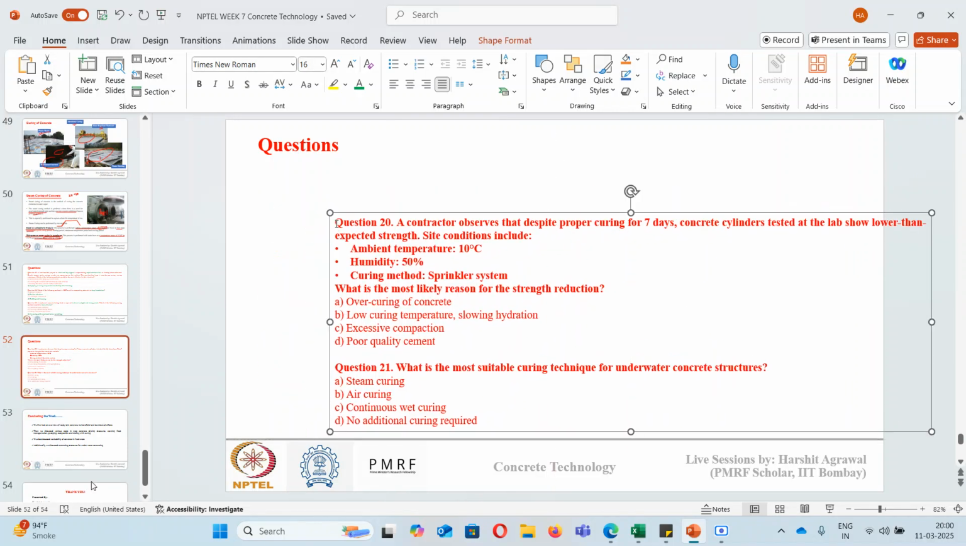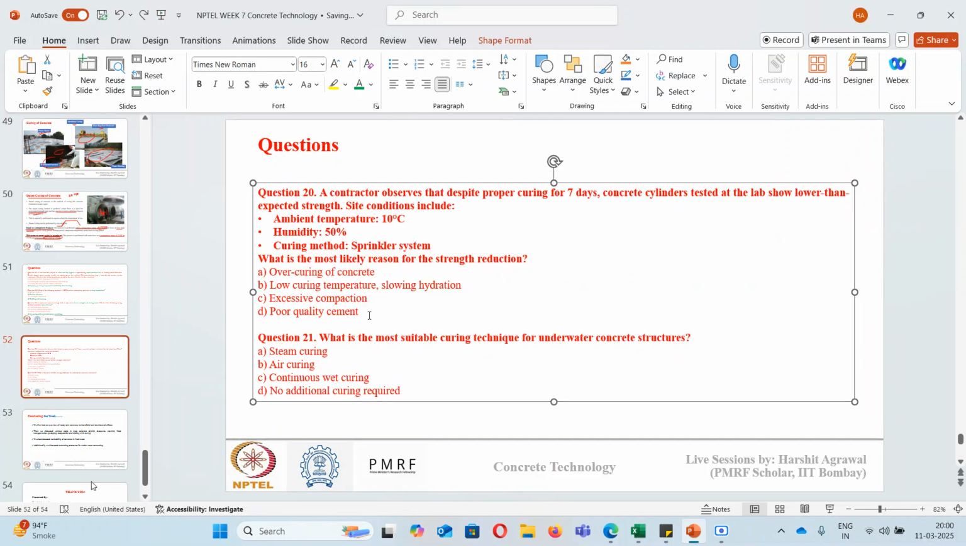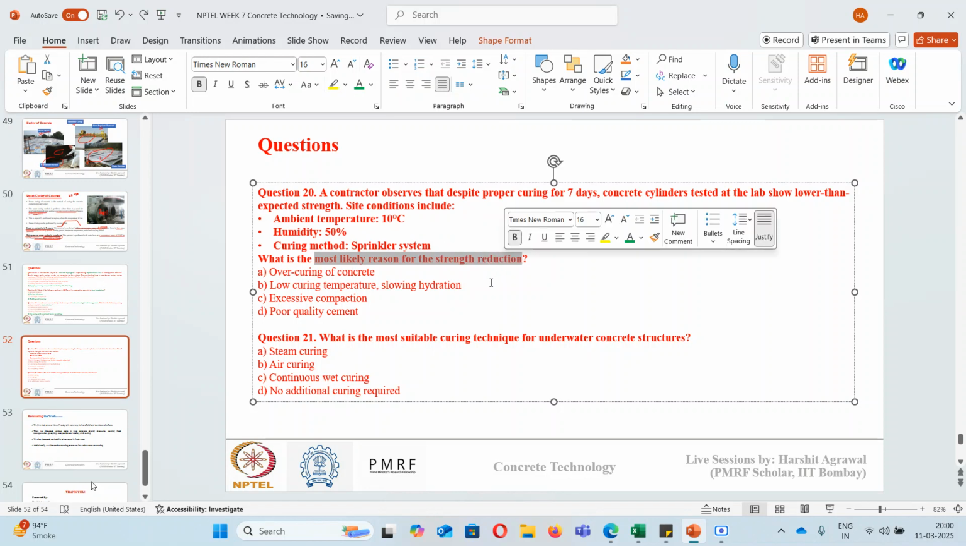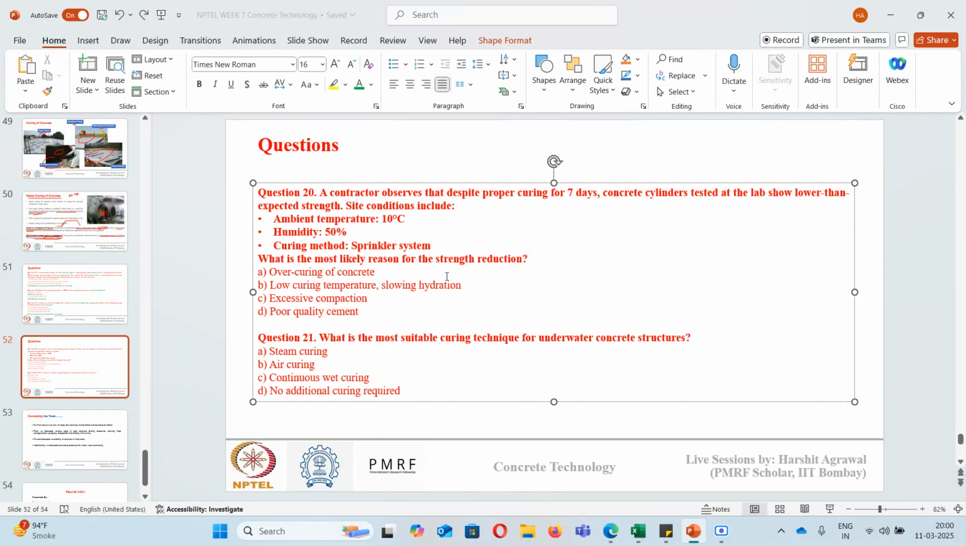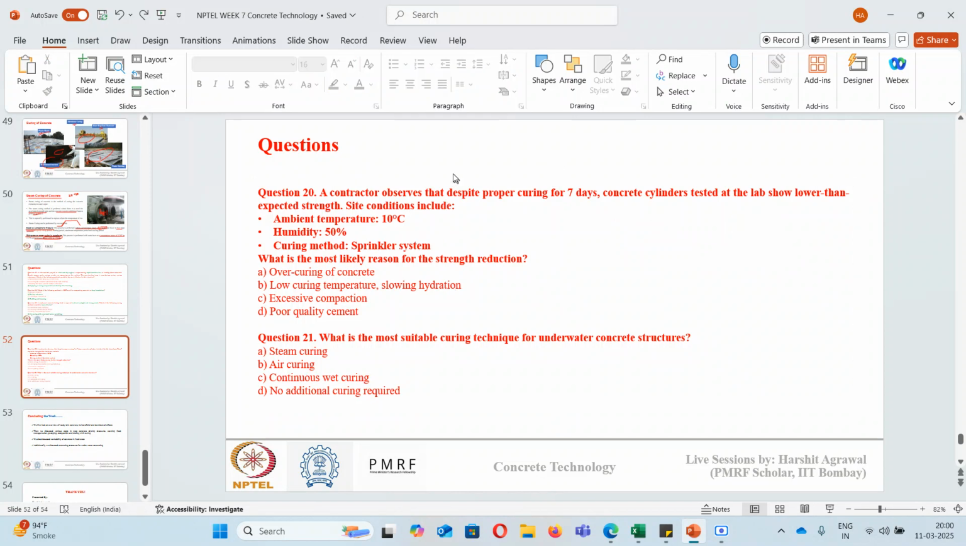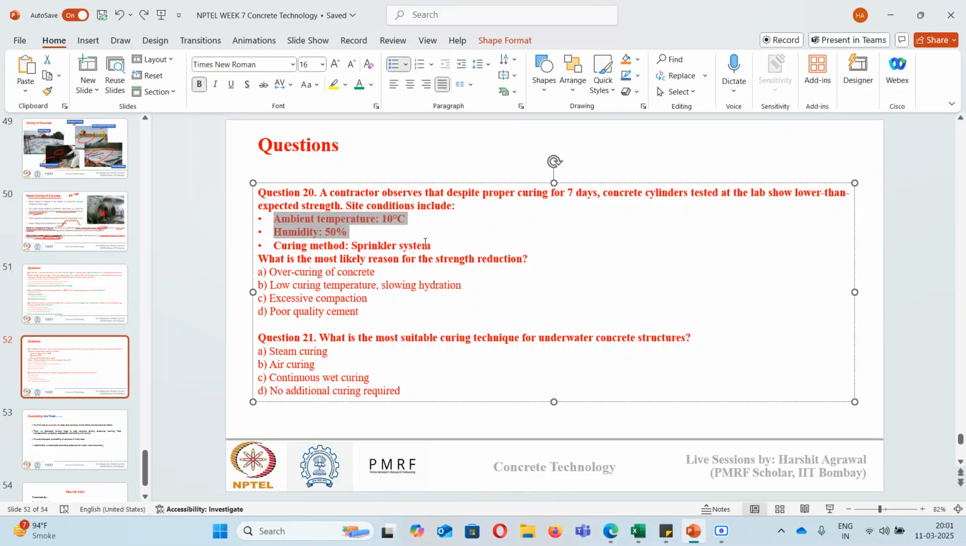Now try to answer this case study kind of question. A contractor has some site observations and wants to report the likely reason for strength reduction. Just read the question once and try to answer. A contractor observes that despite proper curing for 7 days, concrete cylinders tested at the lab show lower strength than expected. And the site conditions were these.